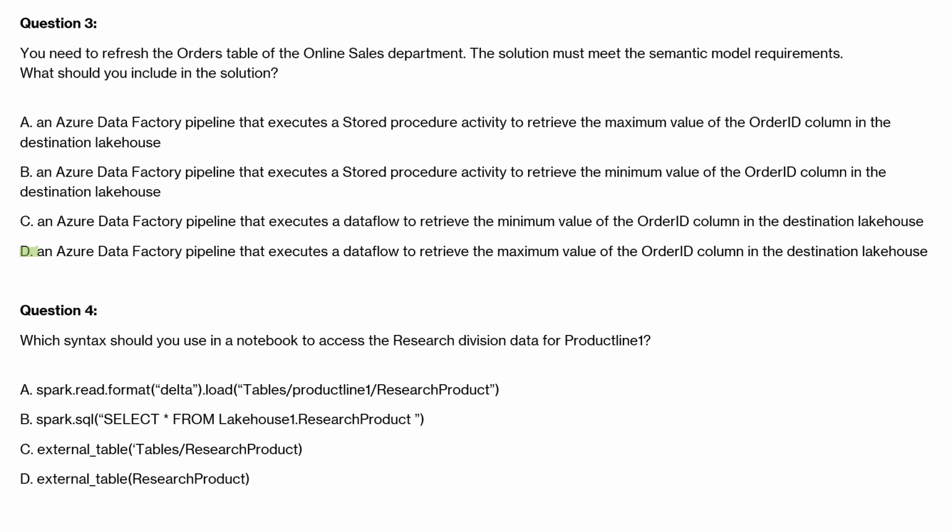It says, which syntax should you use in a notebook to access the research division data for product line 1? So again, you have to go and check the requirement for the product line 1 data, and it says that for the research division workspaces, the members of research reviewers group 1 must be able to read lakehouse and warehouse data and shortcuts by using SQL endpoint. So looking at it, option B is correct in this scenario, which says spark.sql and then select star from lakehouse1.research.product.